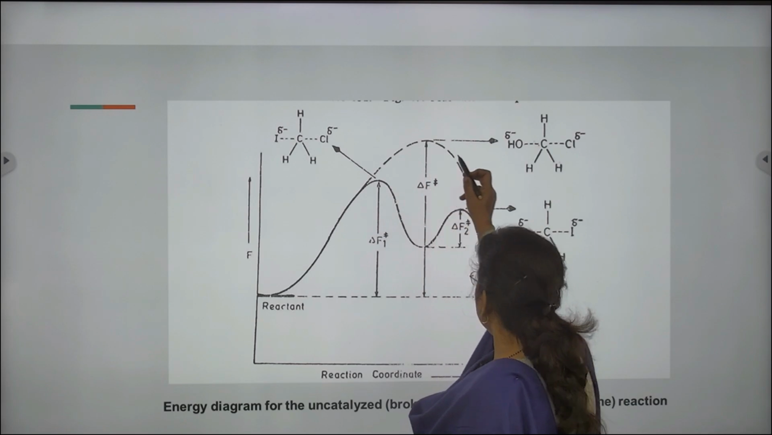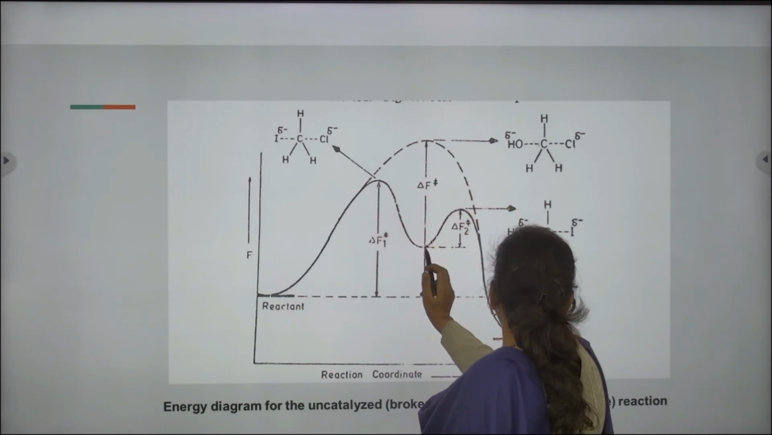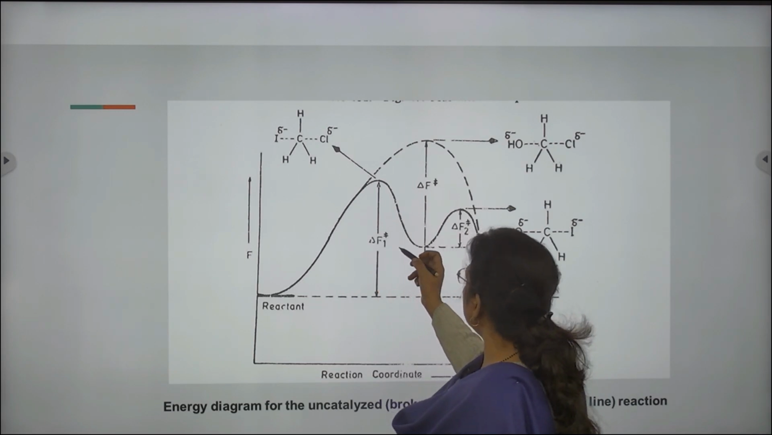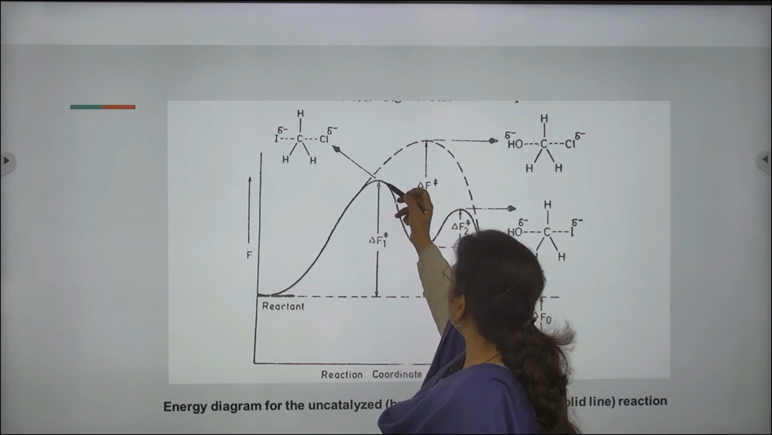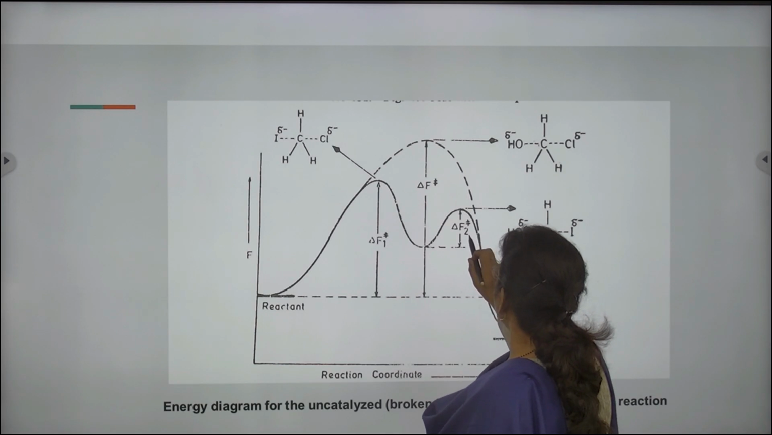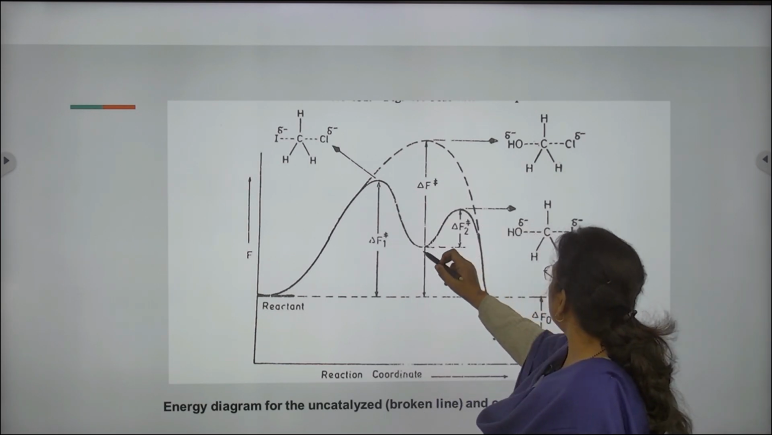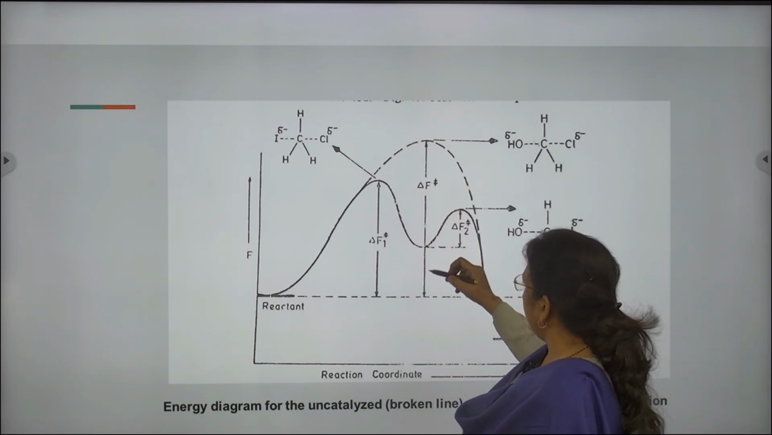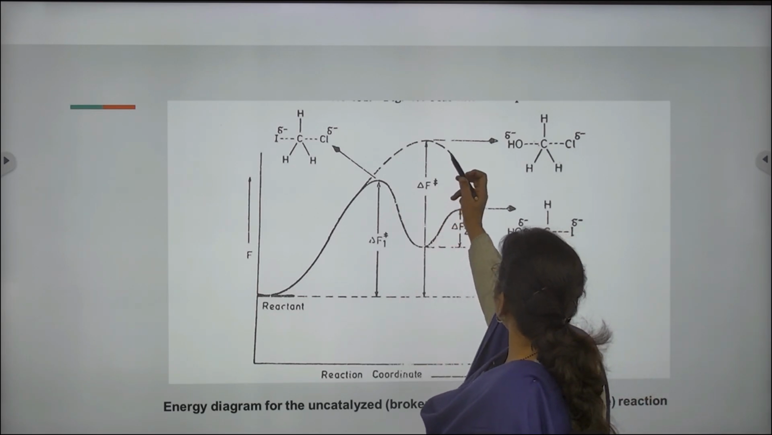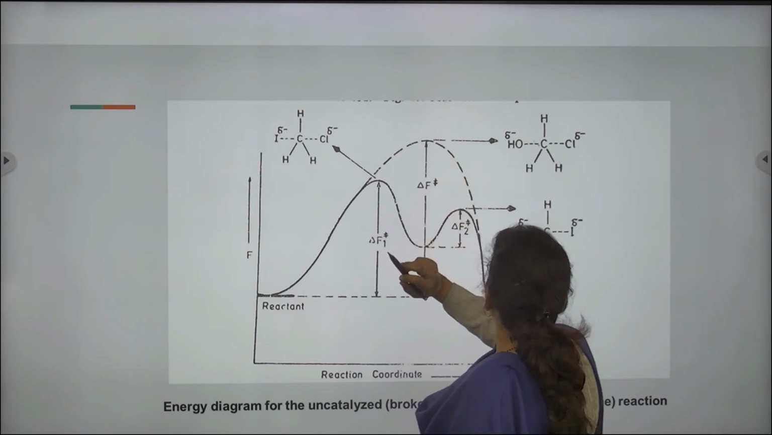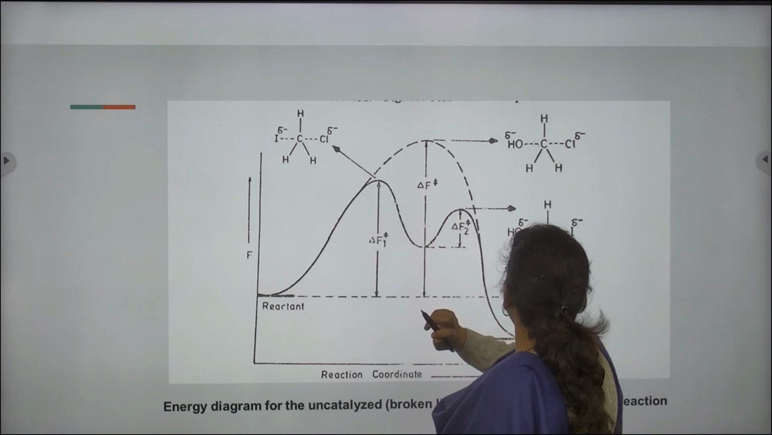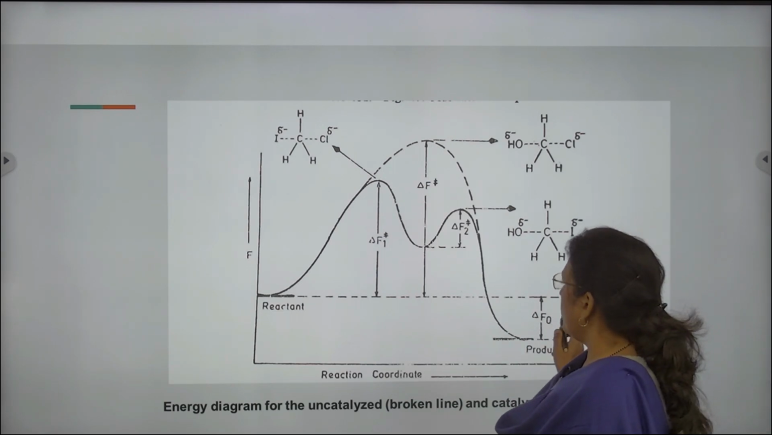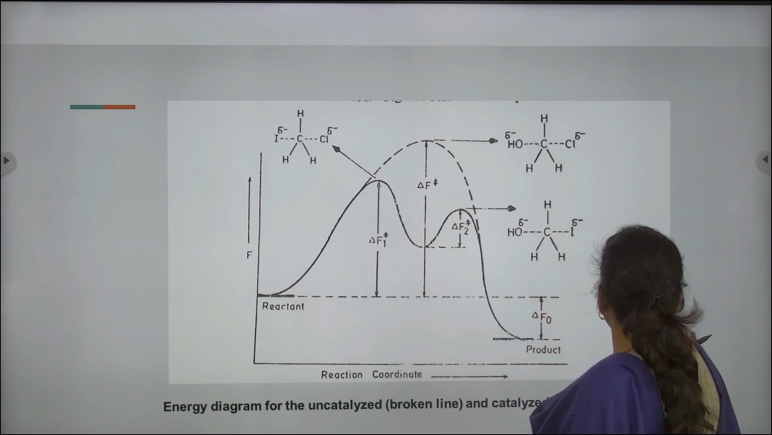The uncatalyzed reaction is shown by the broken line and the catalyzed reaction by the solid line, and here delta F1 is the free energy change between reactant and first transition state, and delta F2 shows the free energy change between intermediate and second transition state, and here delta F is the free energy change between the reactant and activated complex of the uncatalyzed reaction, and here delta F0 is the free energy change at standard state between reactants and products. Thank you.